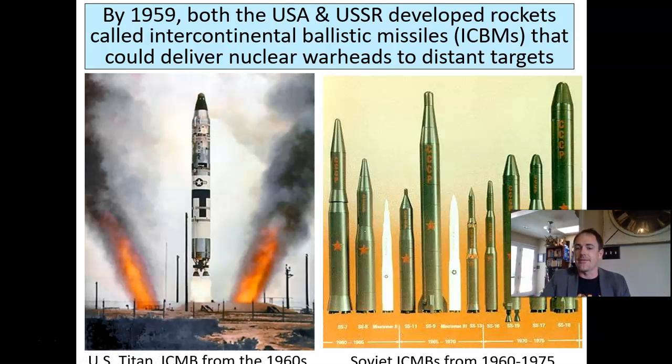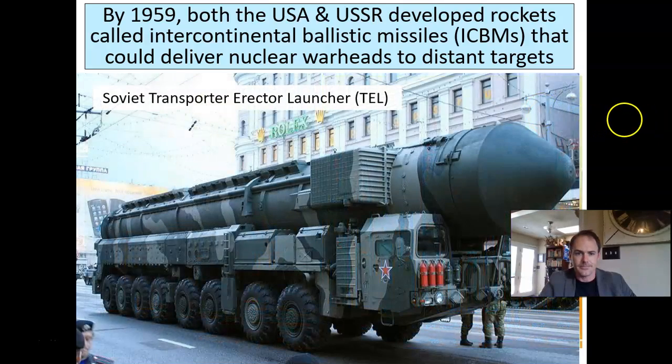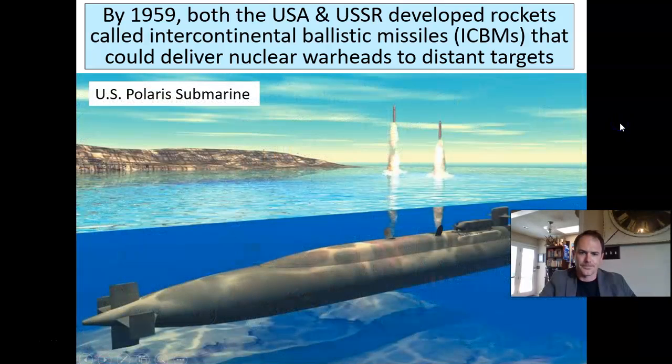All right, now who's going to have more bombs, but who's going to be able to send them against the other country, right? Both of these countries developed rockets called ICBMs, intercontinental ballistic missiles, that could deliver these warheads to distant targets, as in far, far away, right? One example of a launcher there. Also, they could be launched on submarines. There's a U.S. Polaris submarine.